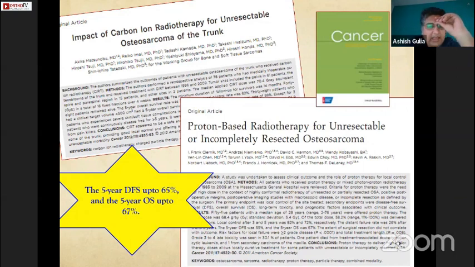In India, there is only one center at present, that is Apollo Chennai, which has proton beam therapy available. Tata Memorial Hospital will have this facility starting in another 6 to 8 months or so.